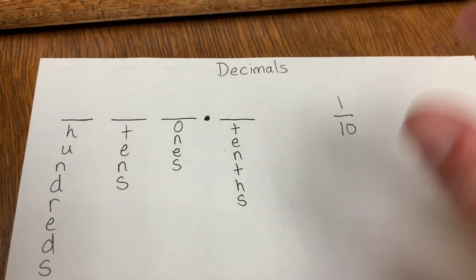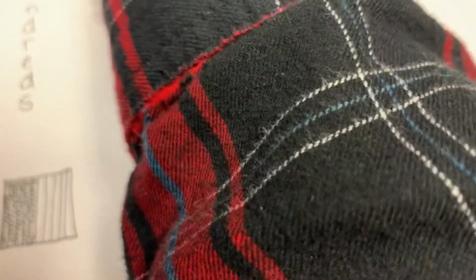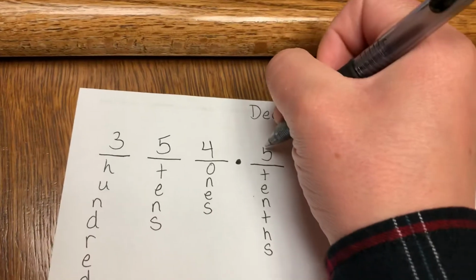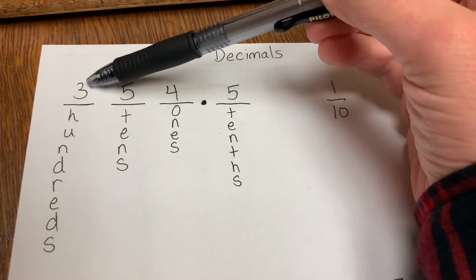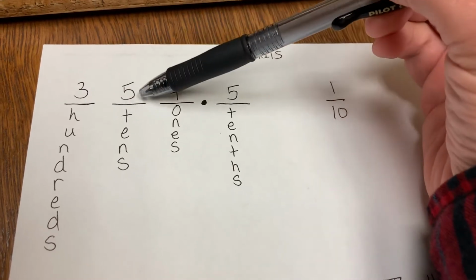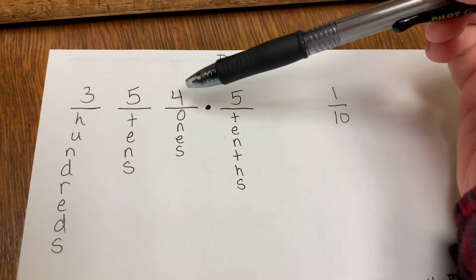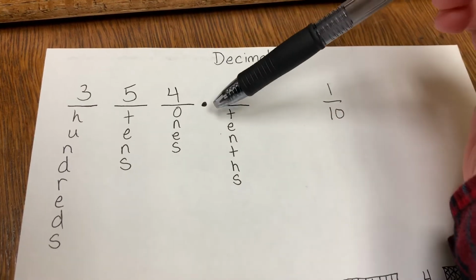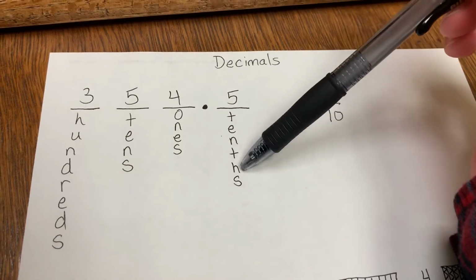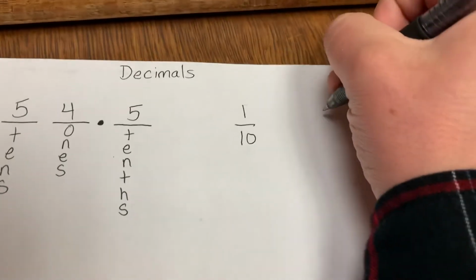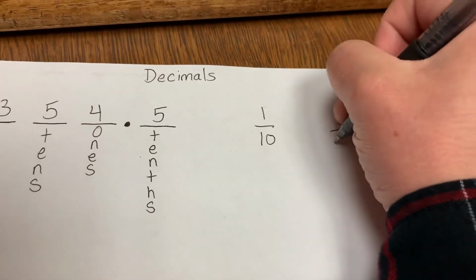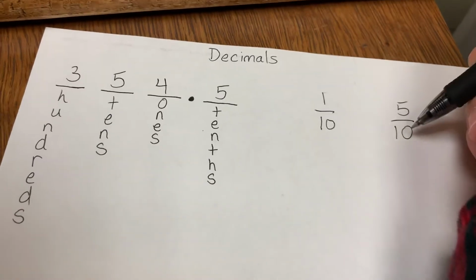So if I were to write a number here, let's say I wrote 354.5. What this number means is that this is actually 300, this number means 50, and this number is 4. And then on this side of the decimal, we're in the tenths place. So this number actually means 5/10, which looks like this: 5/10 as a fraction.